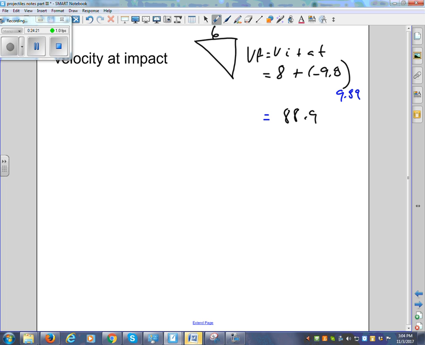If the object had a mass, would it change anything? No. Okay, now that's just the vertical component at impact, right? So what do I have to do? It's negative, but I also know that over here I'm going to square it, so the sign won't matter.